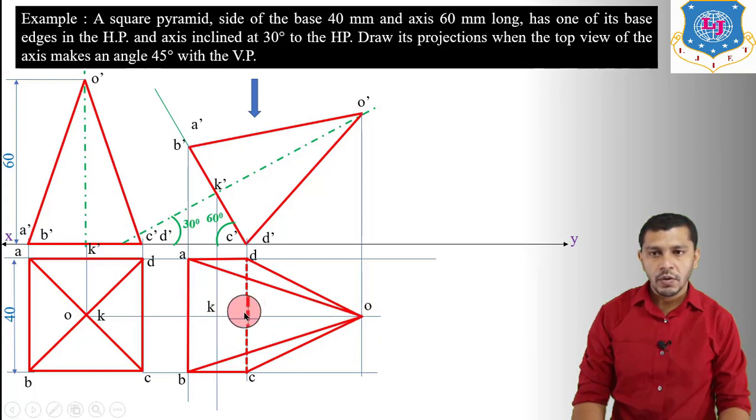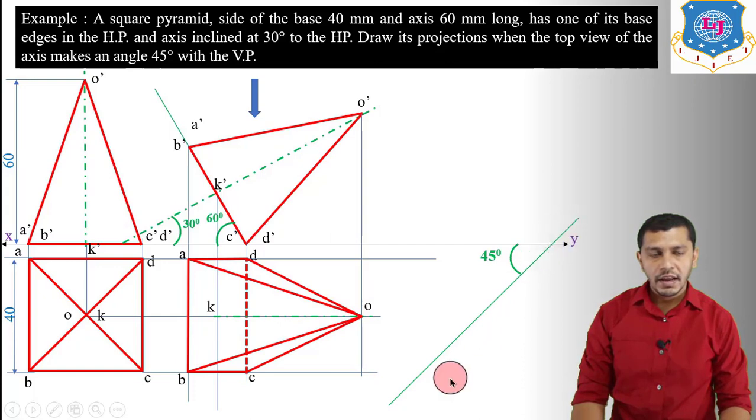Now we have to incline OK at an angle of 45 degree to the vertical plane. That means 45 degree to the XY reference line. So first of all, draw a line inclined at an angle of 45 degree to the XY reference line. And now we have to copy this figure over here by taking the angle of the top view of the axis. That means angle of OK equal to 45 degree.